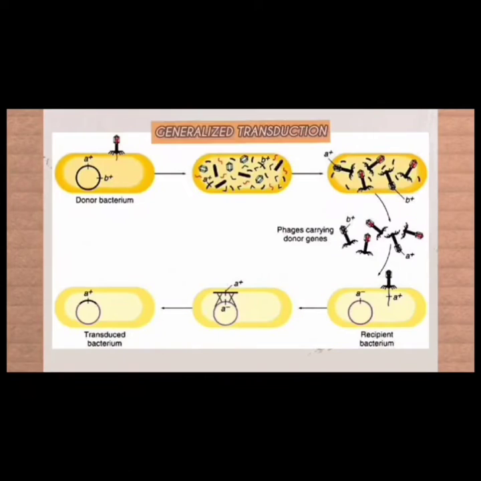For generalized transduction, firstly, the bacteriophage attacks the bacterial cell. The bacteriophage injects its genetic material, which then penetrates the bacterial chromosome. The phage DNA then controls the whole cell machinery. This causes the degradation of the bacterial chromosomal DNA, which results in small fragments of the genetic material. The replication of phage DNA occurs.